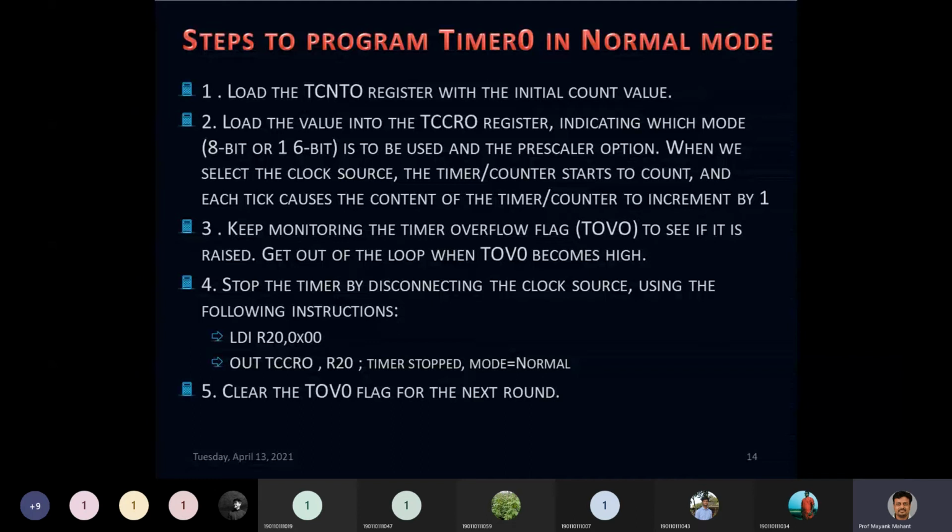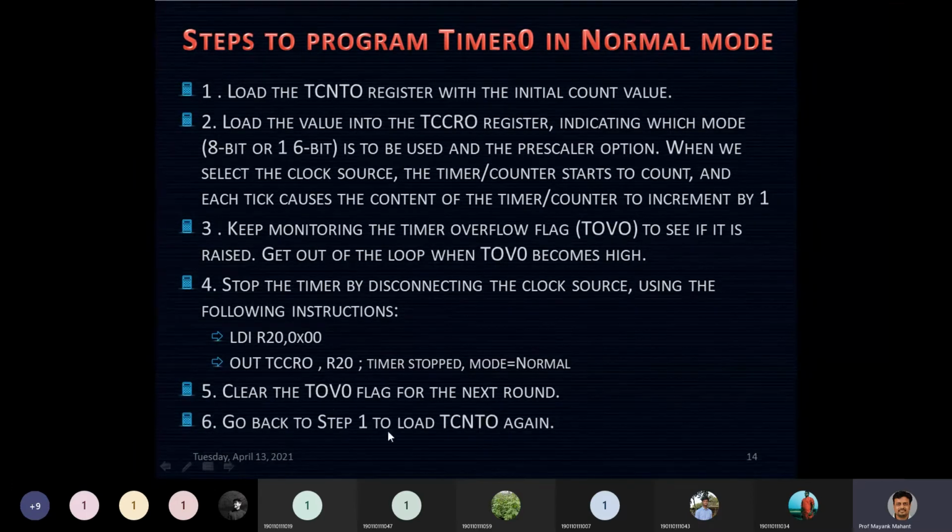You need to note that whenever you want to clear any flag, if you want to make any flag 0, then value 1 must be loaded in it, not 0. So these are the 5 steps that you need to carry out for working your timer in normal mode. Let us try to see this with the help of an example.